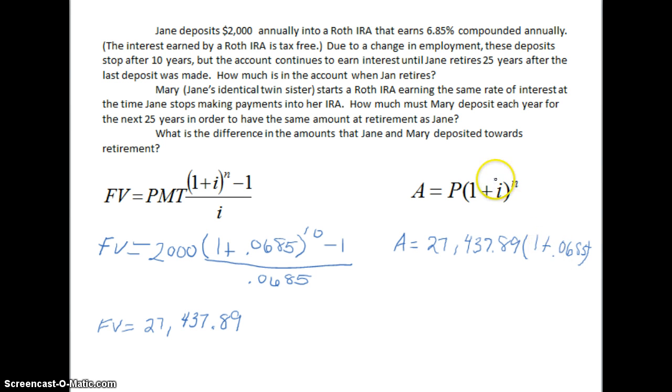And my N value, the N on this, is now the 25 years. So I'm almost out of room. I'll try to squeeze that in. Again, your graphing calculator will handle this really well.